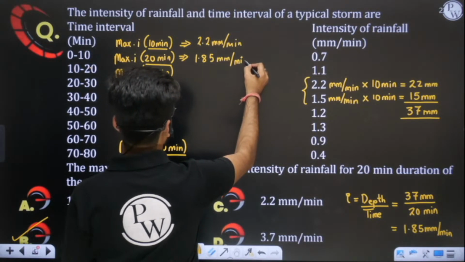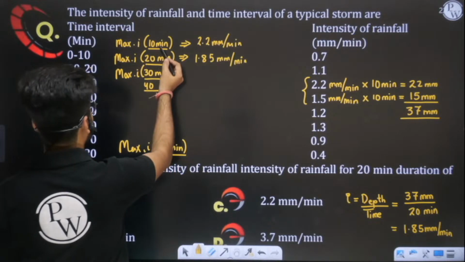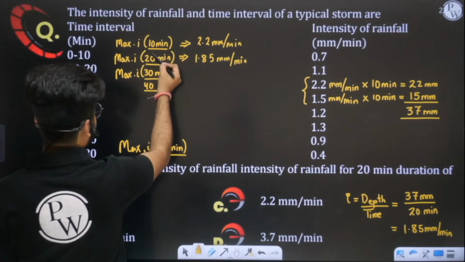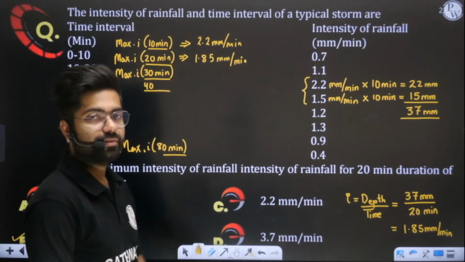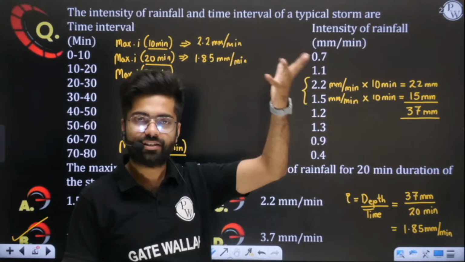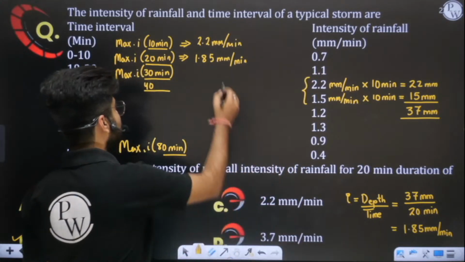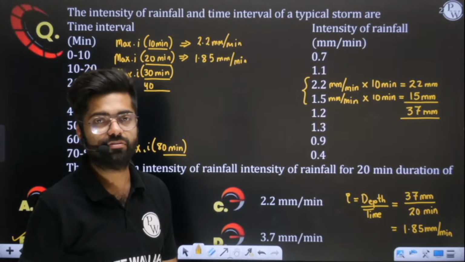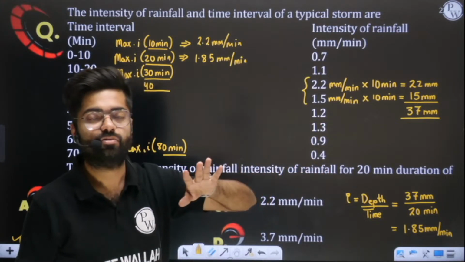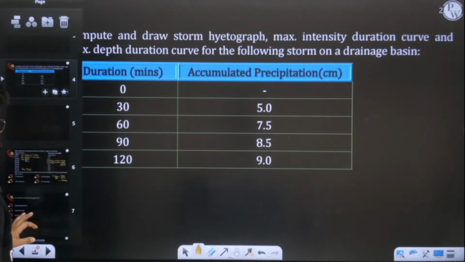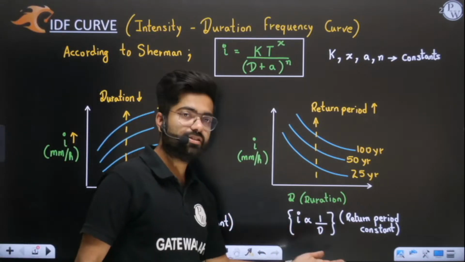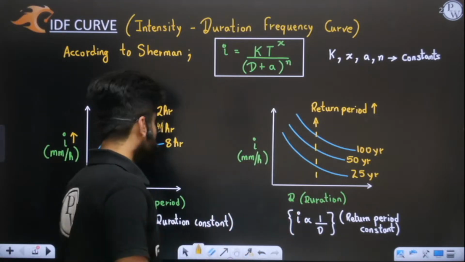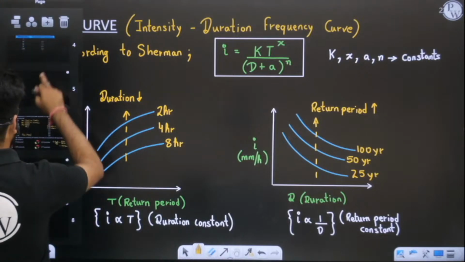1.85 per minute. So you can see one thing, sir. As duration is increasing, 10 to 20 minutes, intensity has decreased. From 10 to 20, duration has increased, but intensity has gone down, 2.2 to 1.85. Yes or no? This is the exact relationship which we have already studied. When duration increases, 10 to 20, 20 to 30, intensity will go down. Yes or no? So I hope this is very, very clear to you.